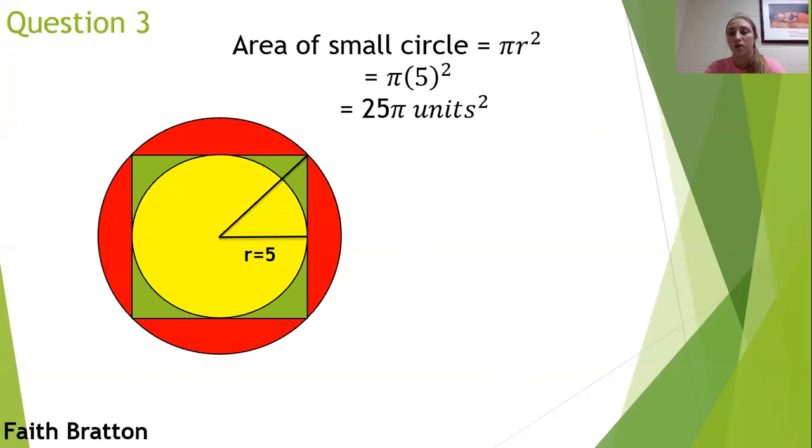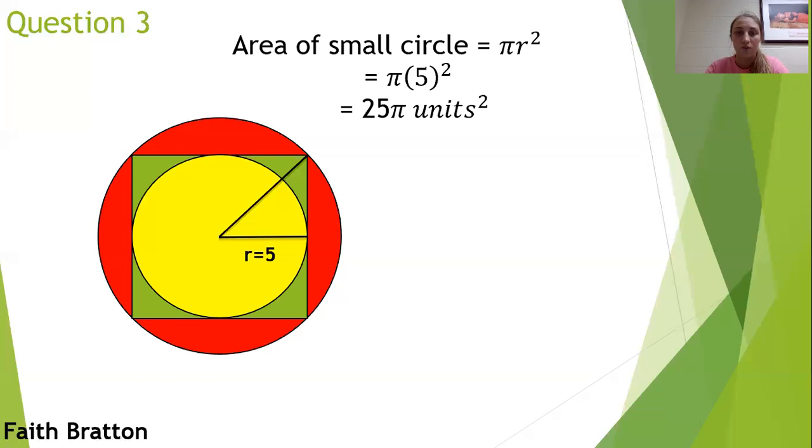We're given a square, and we know the side length is 10, which is the diameter of the smaller circle. Half of 10 is 5, so the small circle has a radius of 5. Finding the area with pi r squared, we get 25 pi units squared. The larger circle has a radius equal to half the diagonal of the square.